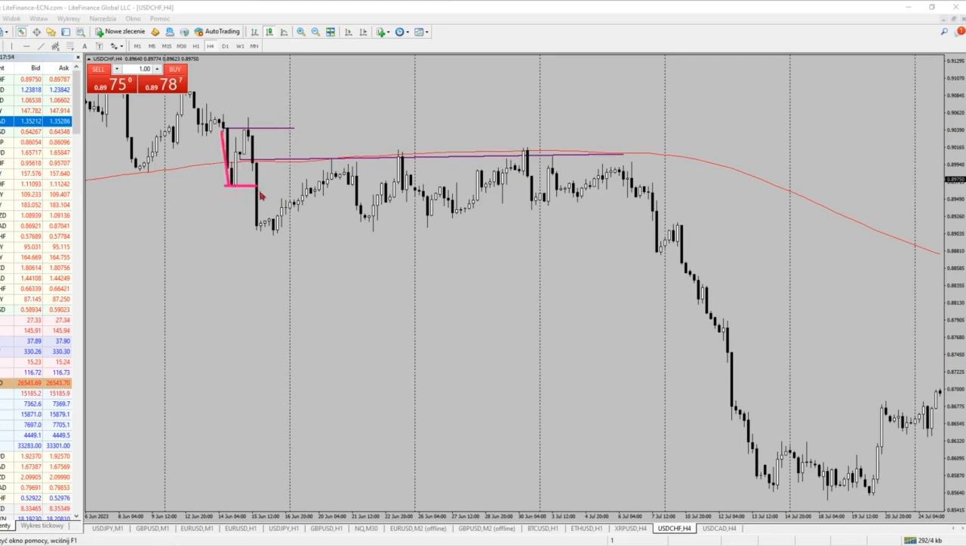It could also be based on your approach. It could be 3R, for example, if you want to trade 3R. It could be that you close half here, and with the trailing stop you let the rest run. That's very, very important.